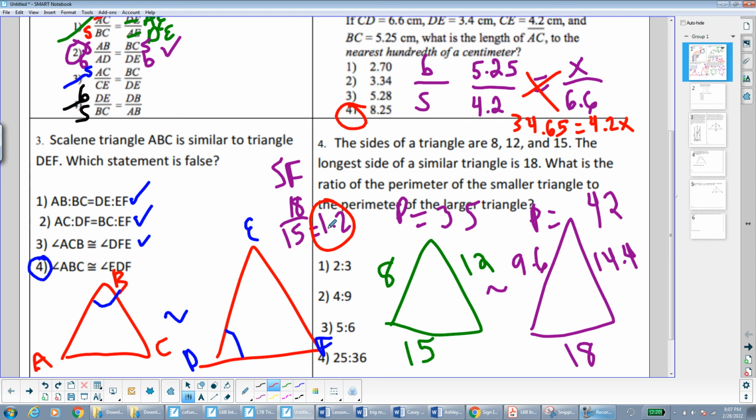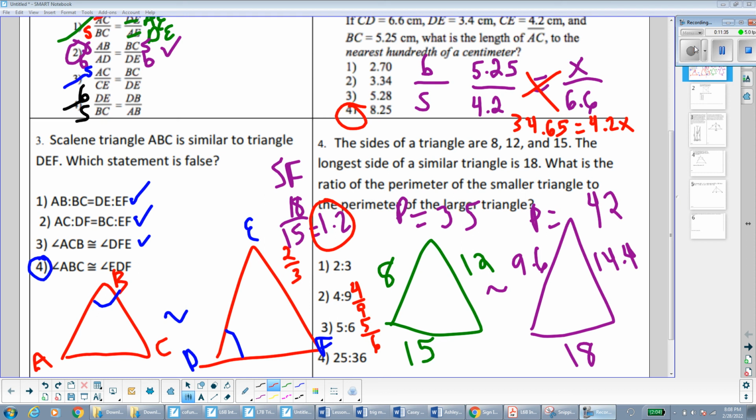So 2 to 3 ratio, that's the same thing as 2 over 3, because we can rewrite with a fraction instead of a colon. 2 over 3 in my calculator is not 1.2. Okay, this is 4 over 9. In my calculator, 4 over 9 is not 1.2. Okay, this one over here is 5 over 6. In my calculator, 5 over 6.